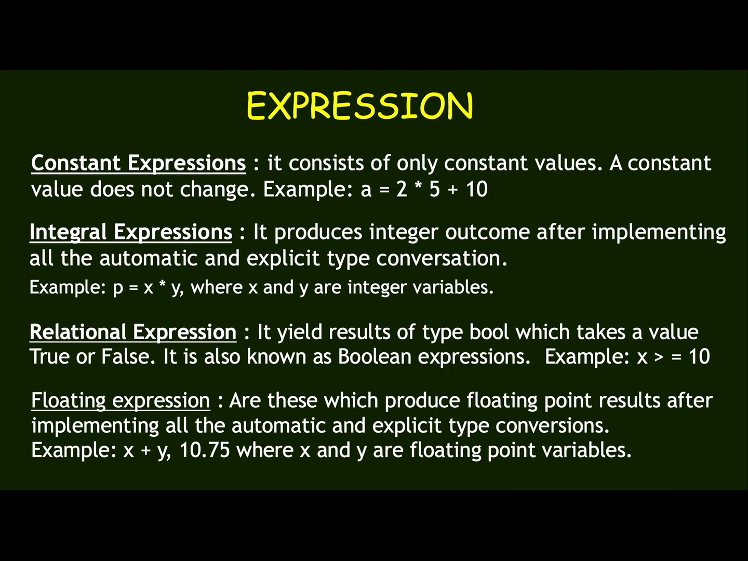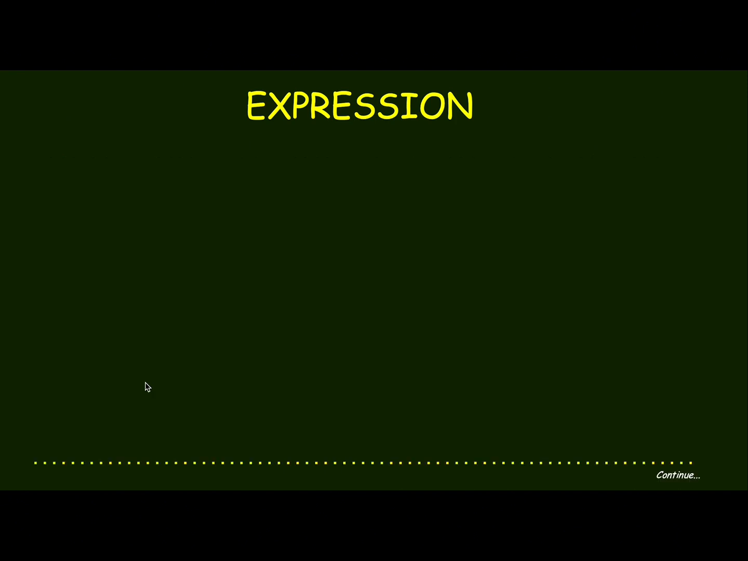Floating expression. As the word says, floating, the thing is hanging in points. They produce point results after implementing all the automatic and explicit type conversions. So after a series of conversions, they produce results in points. You'll see that some of the answers will be floating, in points. We will get to understand when we are at the practical level, please.